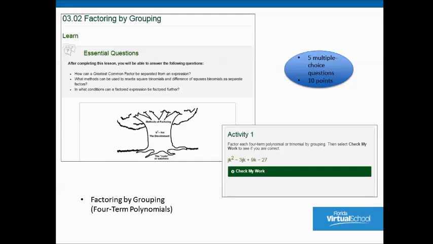3.02, factor by grouping. So in this one, the students will most likely be given 4 terms, and they will have to learn how to group them together and how to factor out their greatest common factor from there. It is 5 multiple choice questions, and it is worth 10 points.